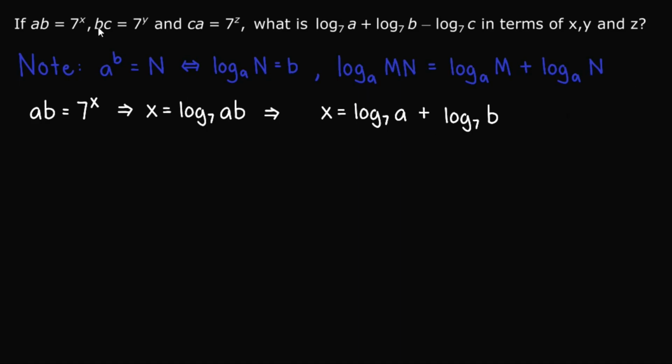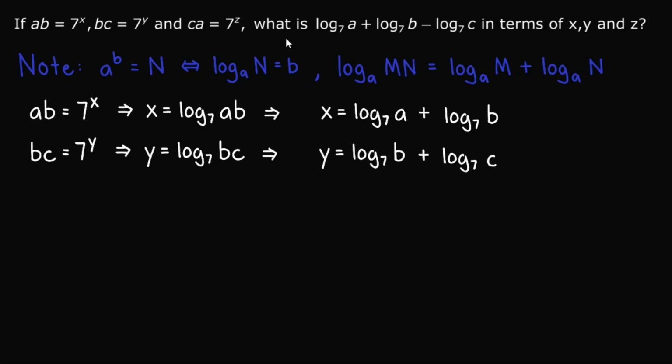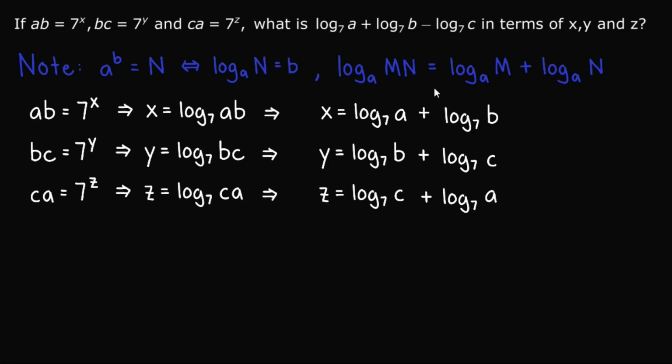And we do the same for the remaining two. So we'll have bc equals 7 raised to y. Apply this and we get this logarithm out here. Split this up to get this. Lastly, for ca equals 7 raised to z, apply this one again to get the logarithm version. Split this up and we get this. So we now have these three equations. We have x, y, and z.